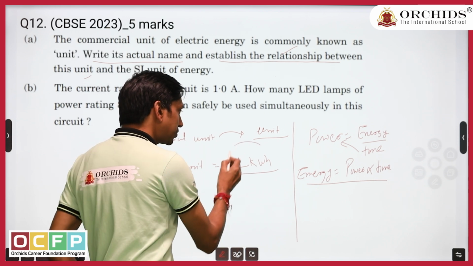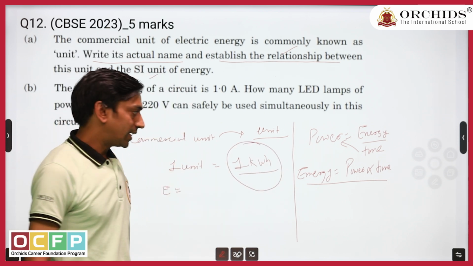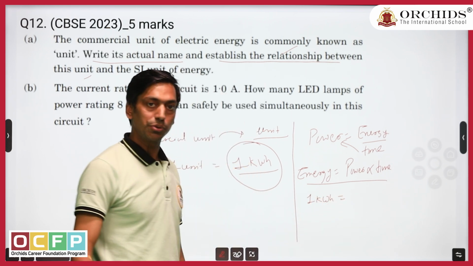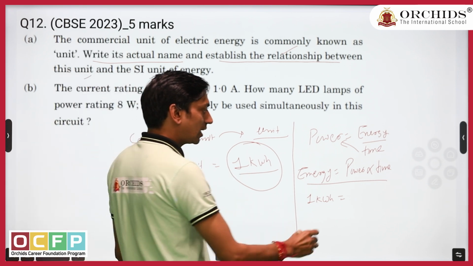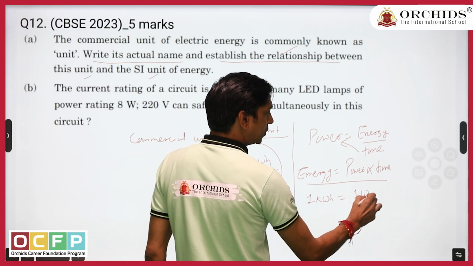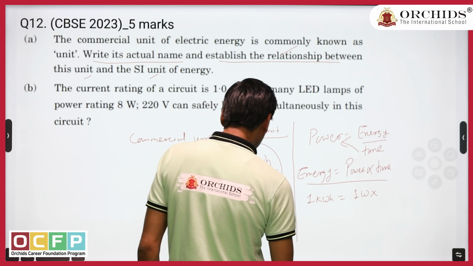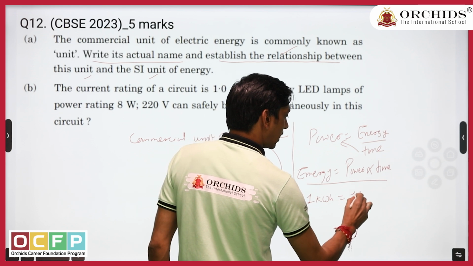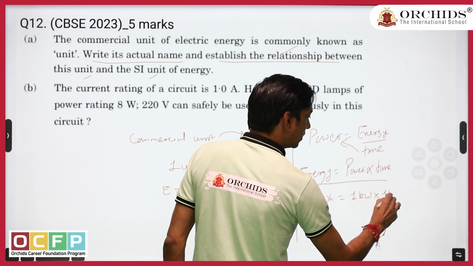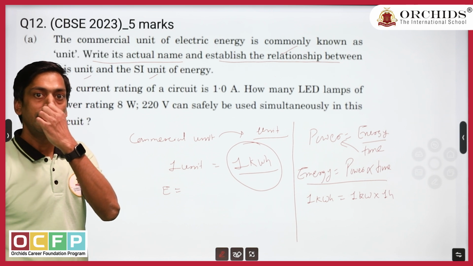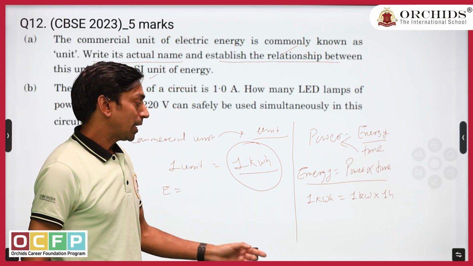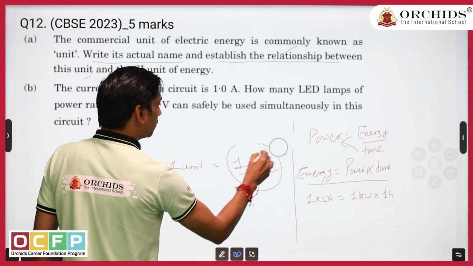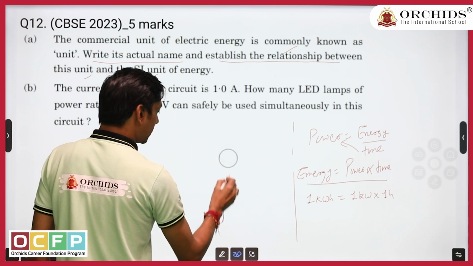Now we are interested in the kilowatt hour, which is also a unit of energy. When we use a 1 kilowatt appliance for 1 hour, the energy consumed by that appliance will be 1 kilowatt hour. But we are now interested in the SI unit, so we want the relationship between this commercial unit and the SI unit.